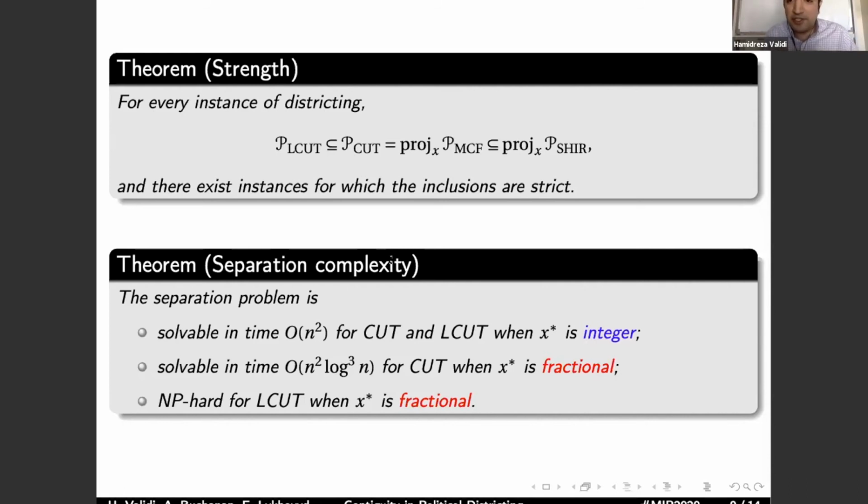The separation is polynomial if we have integral separation for both models, cut and L-cut. And the fractional separation is also doable, or easy, for the cut formulation if you want to separate fractional points. But the fractional separation problem is NP-hard for the L-cut formulation.